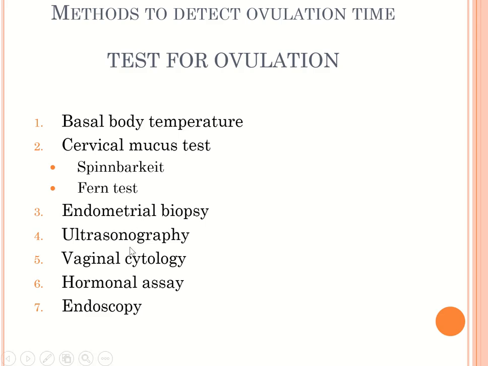You can do ultrasound and see the ovum, and observe the ovary and endometrial changes. Vaginal cytology, WBCs would be there after the ovulation. Hormonal assay you can do, endoscopy also you can do. I'll explain the tests for ovulation in detail in a separate video.